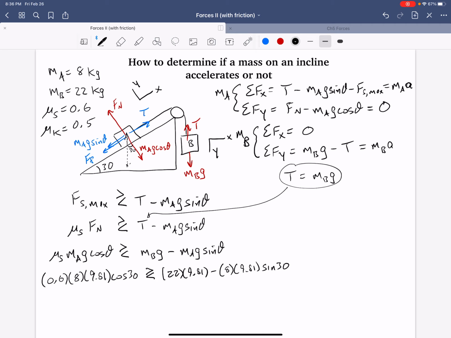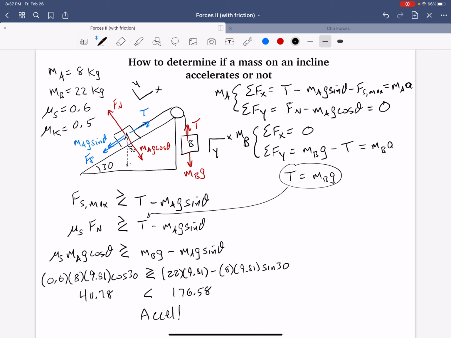We should get 40.78, 40.8, whatever. And on the right side, that total is 176.58. So by far, the maximum static frictional force that's on that incline trying to hold mass A in place once the system is released is drastically not enough. Okay? So all other forces combine to vastly overcome it. And so we have acceleration.